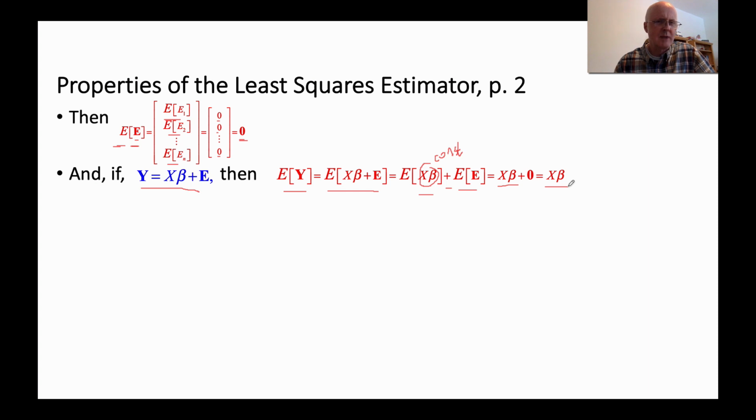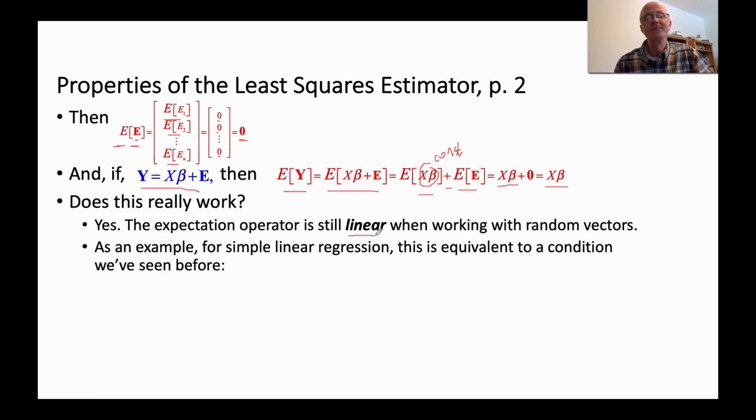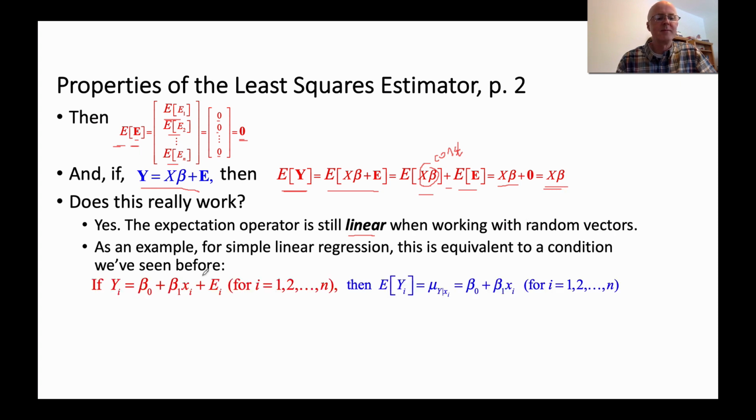Is that really right, or does that really make sense? Well, let's think about it in the context of simple linear regression here in a second. Does this really work? Yes, the expectation operator is still linear. It's a linear operator when working with random vectors rather than just random variables. As an example to illustrate it, let's think about it for simple linear regression. Essentially, this equation here, that the expected value of y equals x times beta, in the context of simple linear regression, is just a confirmation of this fact here.